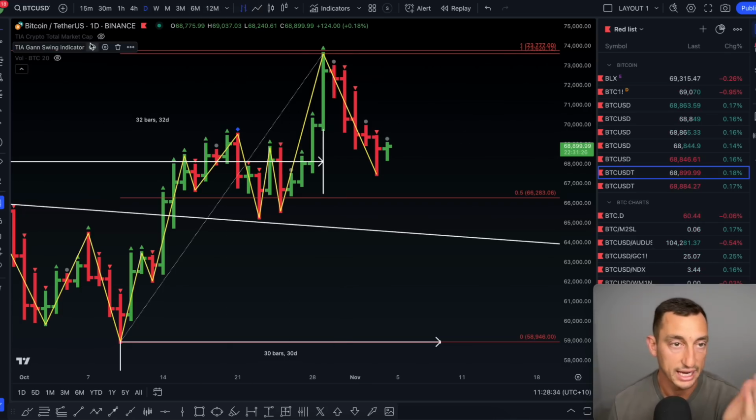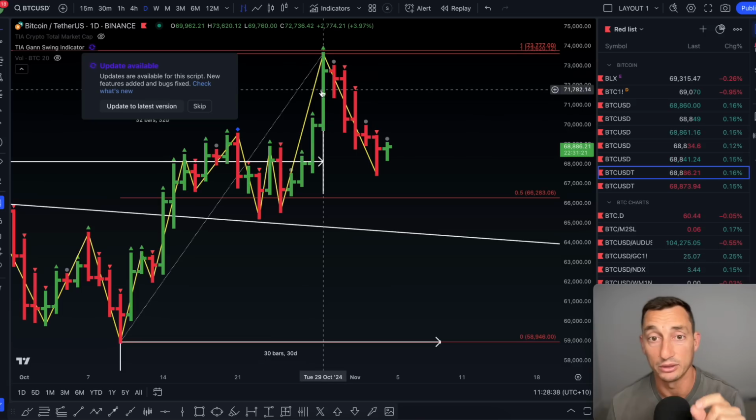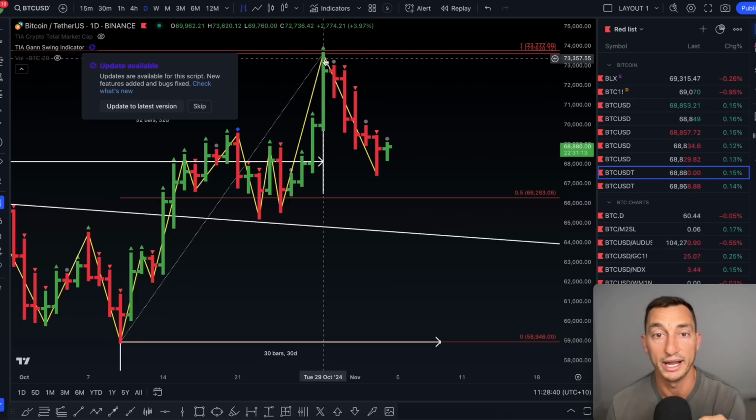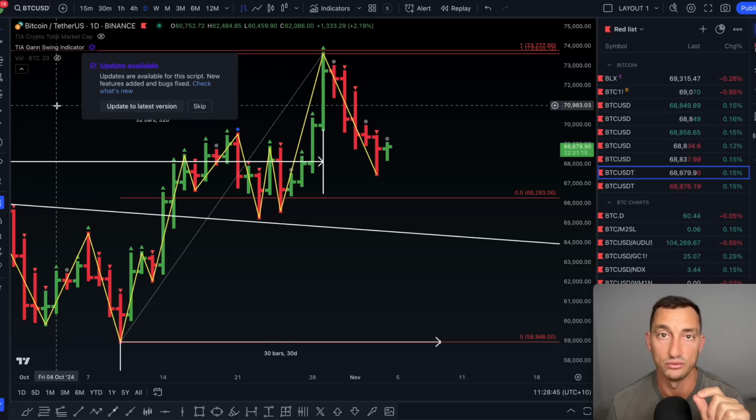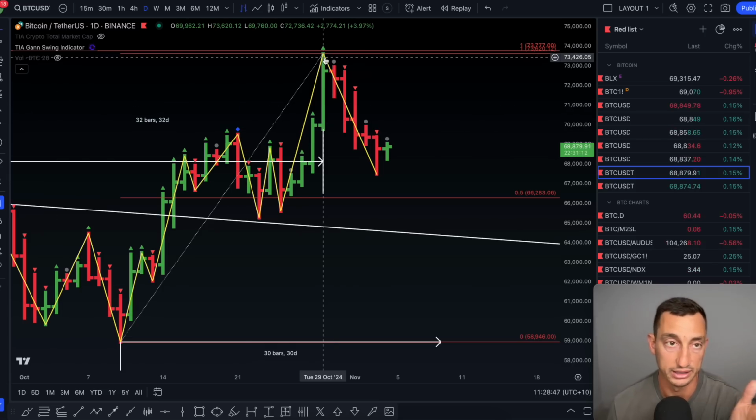Now what I'm using is the Gann swing indicator. Guys, if you do have this, see this little purple thing here? There is an update. We've got some big updates coming your way and some have actually been rolled out right now. So if you need to, update to the latest version. I'll do that after this video just so I can show you there.